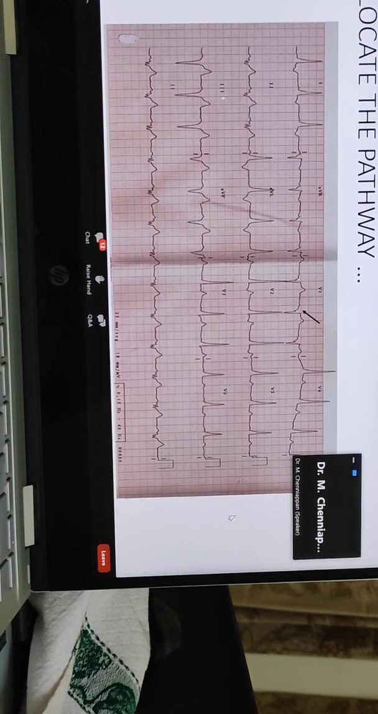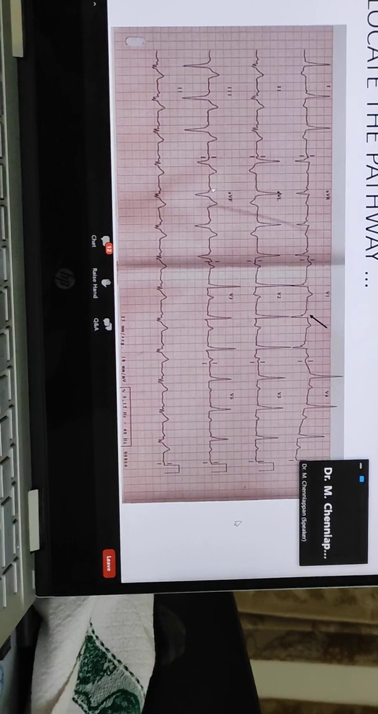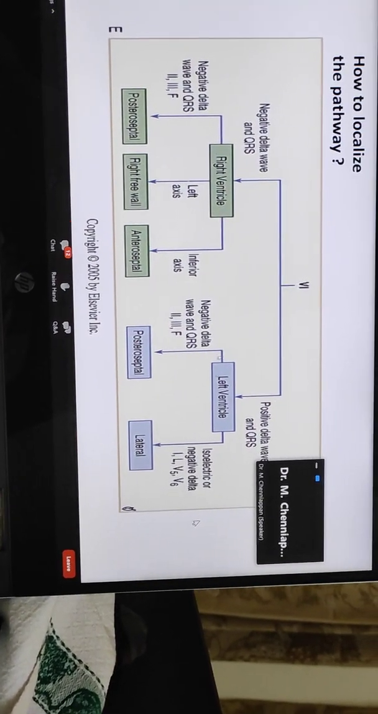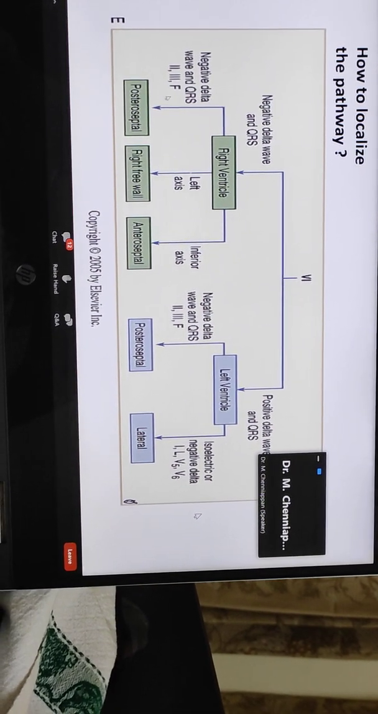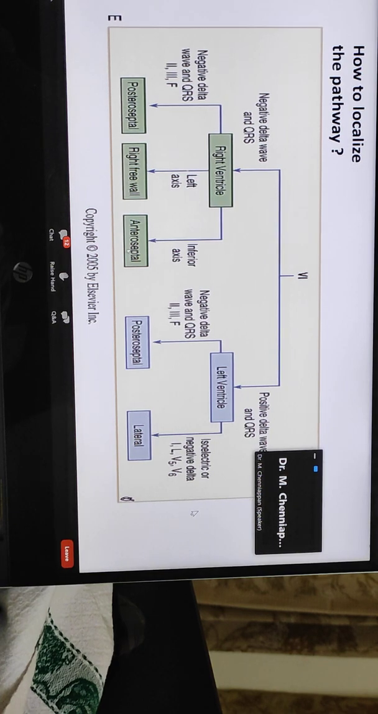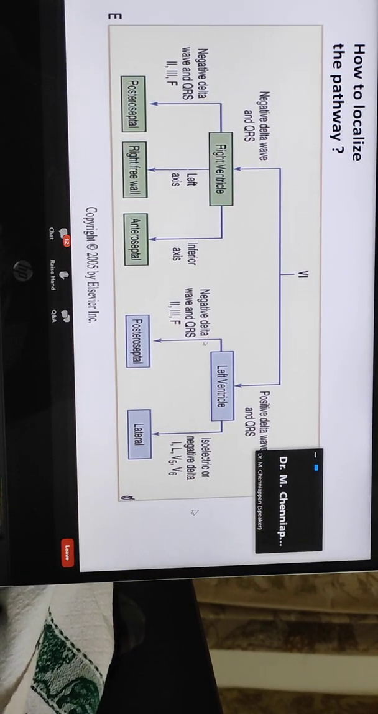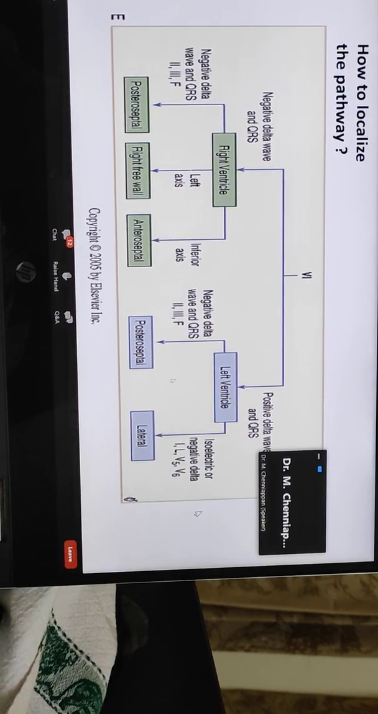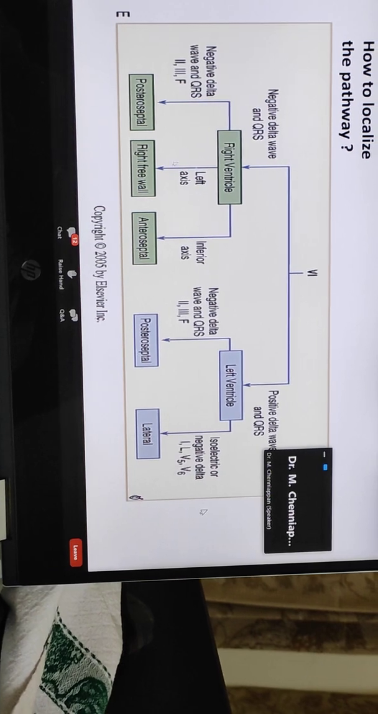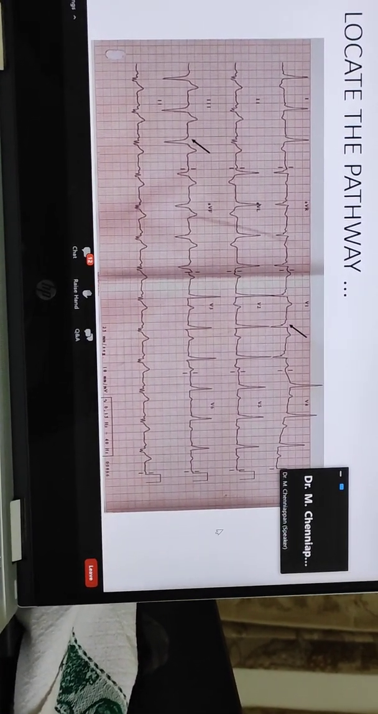So this is how you can locate the pathways through this very simple algorithm of right side versus left side. Then look at the inferior leads. On the right side, inferior leads negative means posteroseptal. Inferior leads positive means anteroseptal. When AVL is positive, right free wall. On the left side, inferior leads negative means left posteroseptal. If L1, AVL, V5, V6 show a negative delta wave, left lateral pathway. So this is how we can locate the pathway, and this is a right posteroseptal pathway.